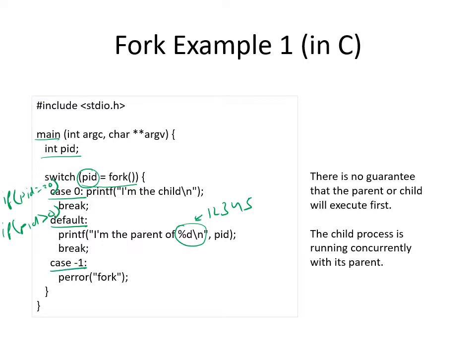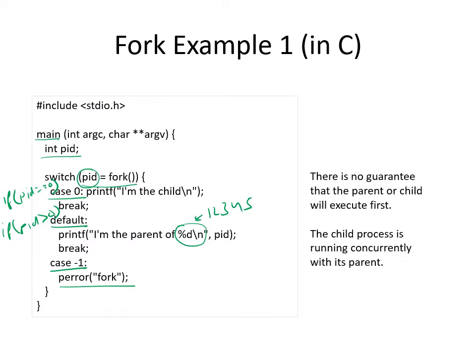And finally, this case -1 is basically if PID was negative. So essentially, if fork had some error, it maybe could not create a new child process, so you'll print some error message and exit the program. So this is a very simple process. Feel free to execute this on the CS1 server. The goal of executing this process is to realize two things.